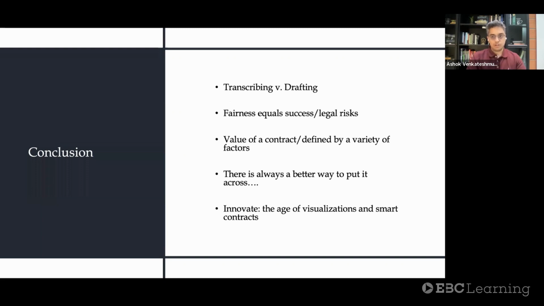Three, the value of a contract is defined by a variety of factors, ranging from the fairness of the agreement to the enforcement component, the governing law. So you have to take a very holistic view when you're putting together the contract.